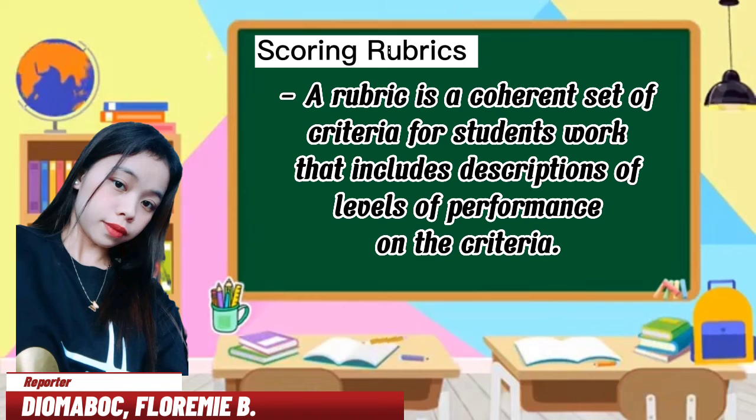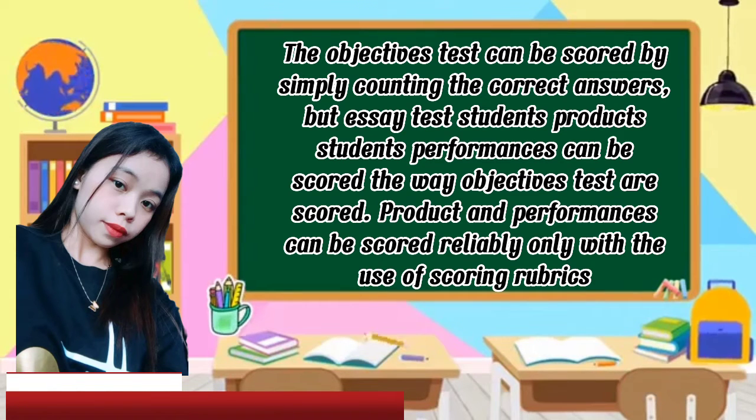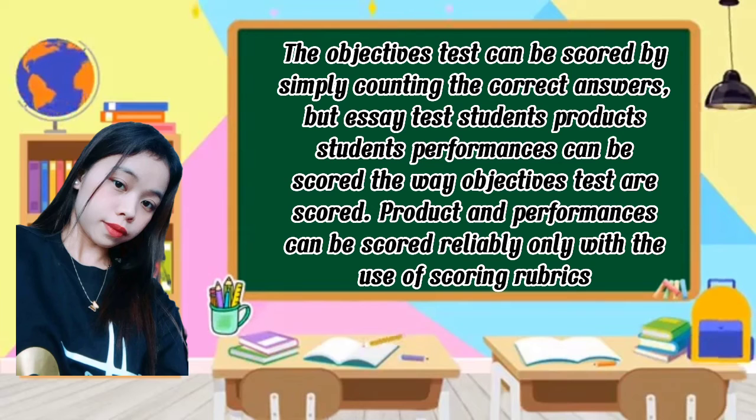So it can serve as a scoring guide that seeks to evaluate a student's performance in many different tasks based on a full range of criteria rather than a single numerical score. So the objective test can be scored by simply counting the correct answers, but in an essay test, students' products and performances cannot be scored the way objective tests are scored. So the products and performances can be scored reliably only with the use of scoring rubrics.